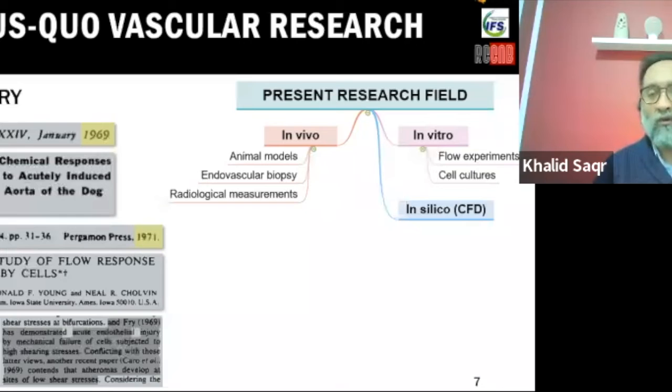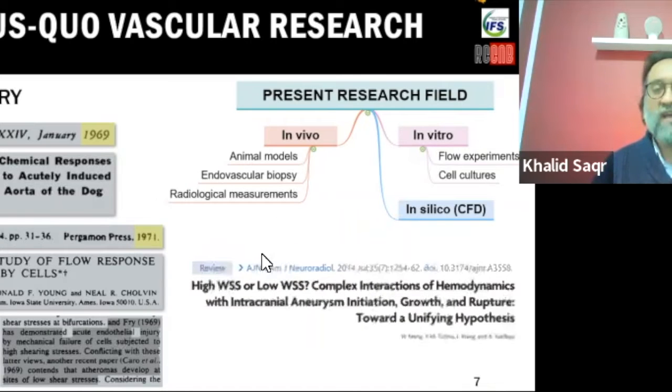Despite more than 40 years of research and thousands of published papers and hundreds of millions in research funding, the same question that was posed in 1971 remained unanswered until today. Until today, we still do not have a universal answer to the role of wall shear stress in different vascular disease conditions.